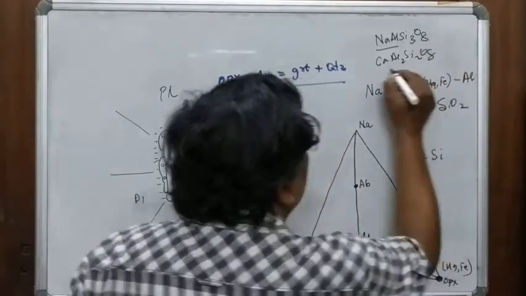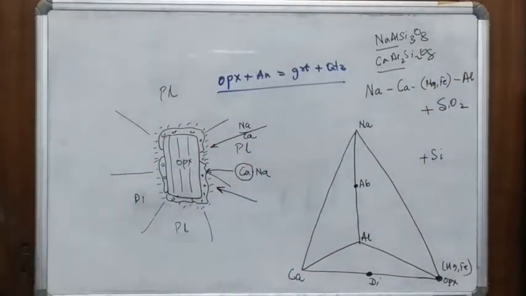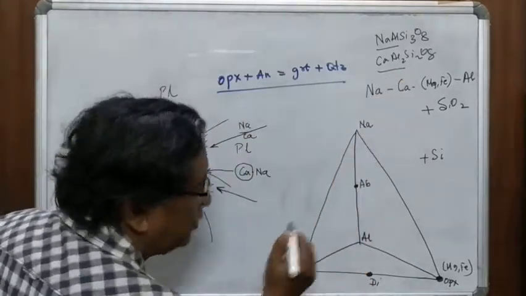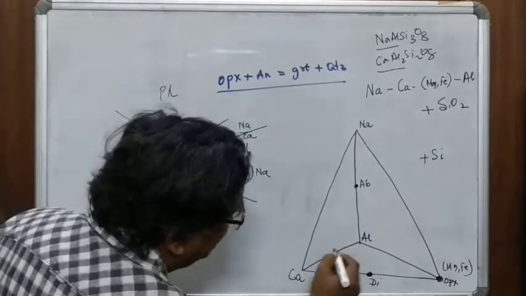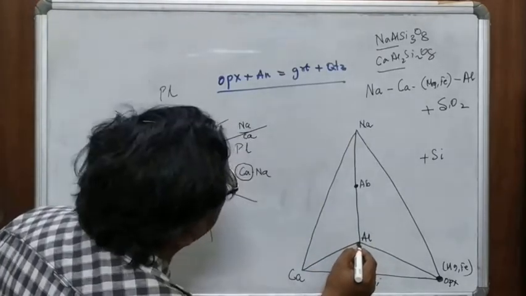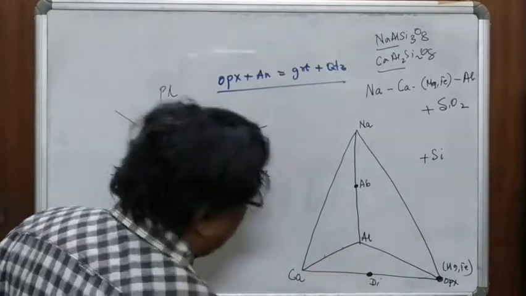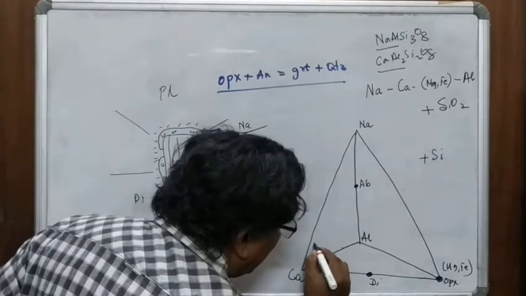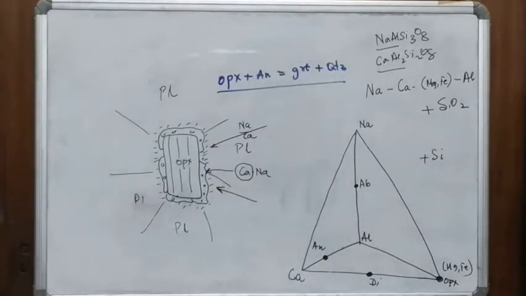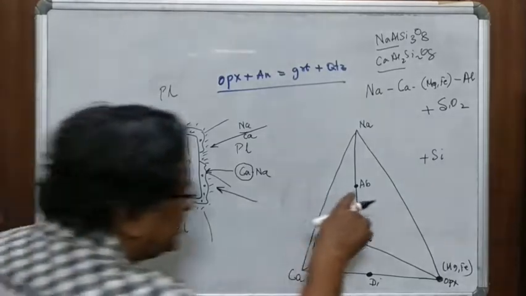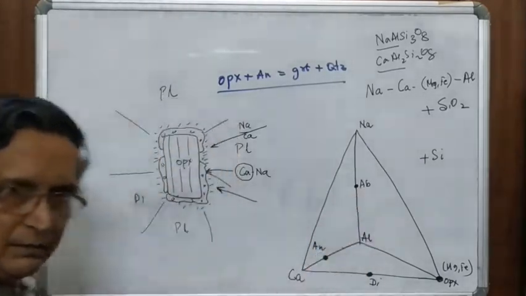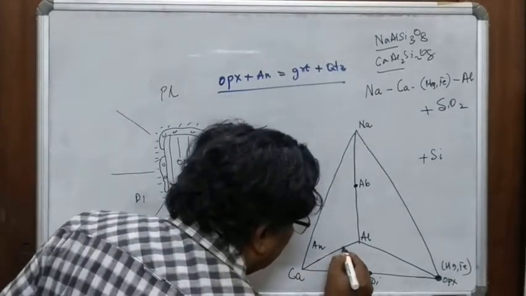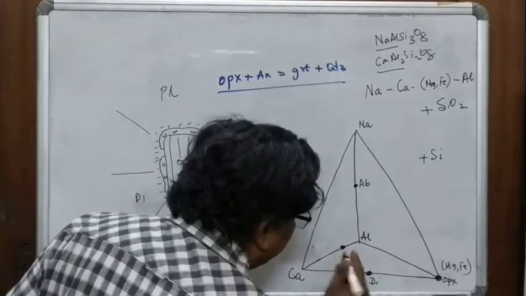CaAl2Si2O8. So CaAl2, 1:2. So that means it will be richer in aluminium. So CaAl2, here you see, this is Al and CO2. If we divide it into 3 parts, then CaAl2, this will be anorthite. So this is the position of albite. So won't it be towards the Al and Al? Yes. Right. This one will be anorthite.